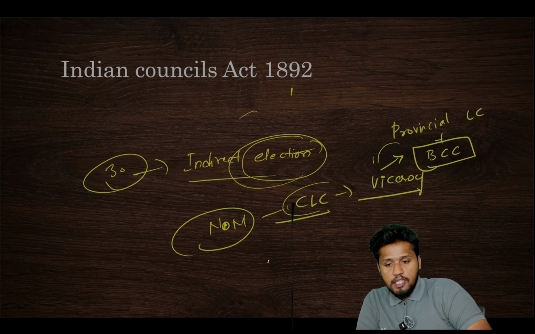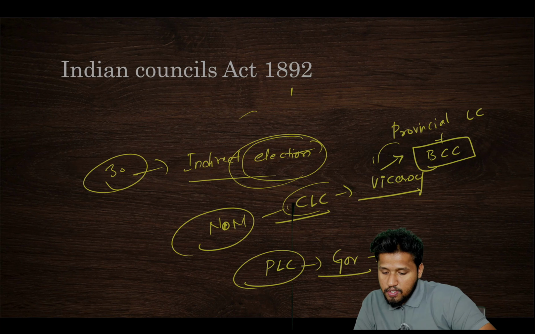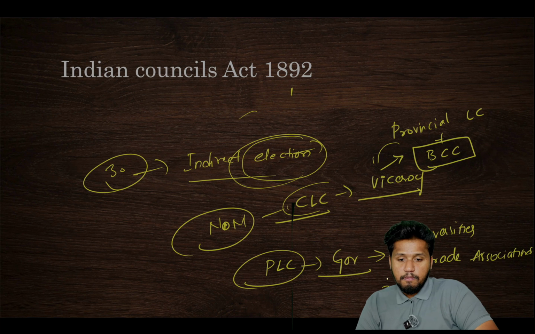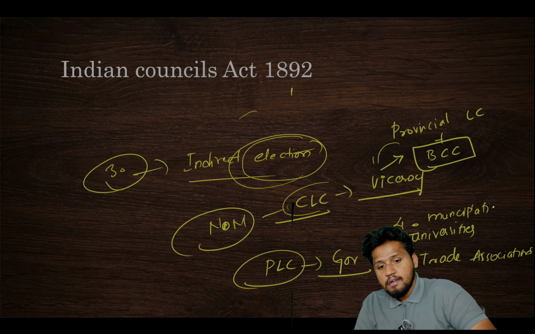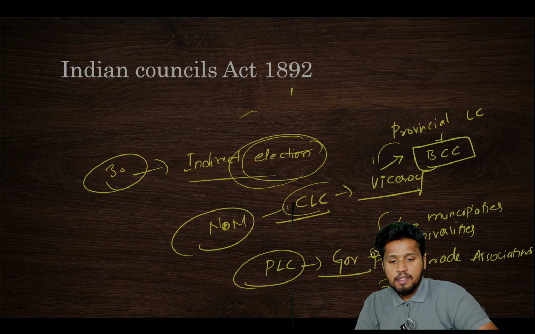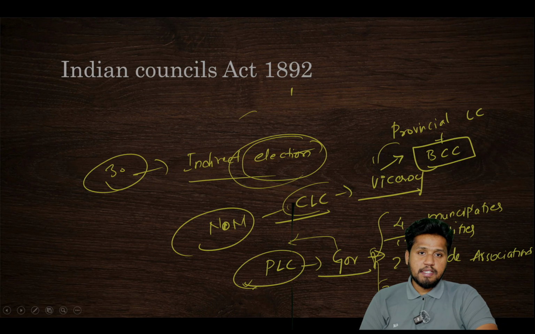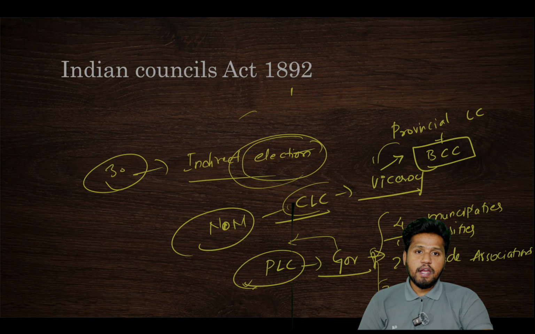In the same way, in the Provincial Legislative Councils, the Governor can nominate members only on the recommendations of universities, trade associations, district boards, and also municipalities. By taking the recommendations of these bodies, the governors can nominate non-official members to the provincial legislative councils. This is all about the Indian Councils Act 1892.